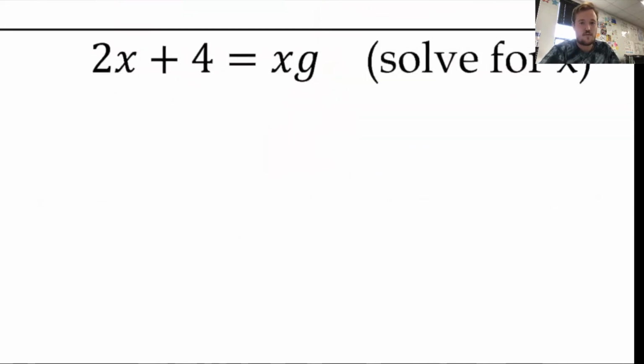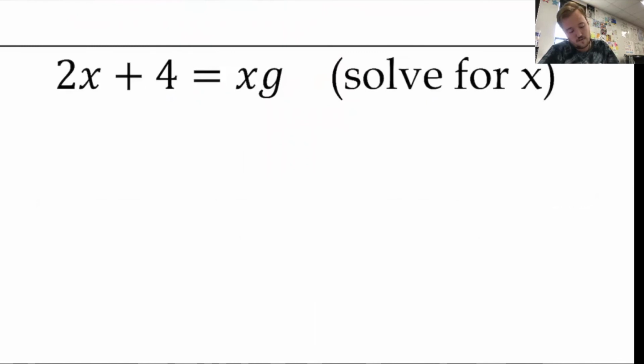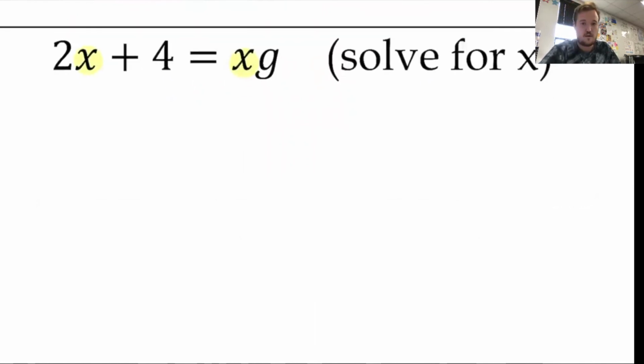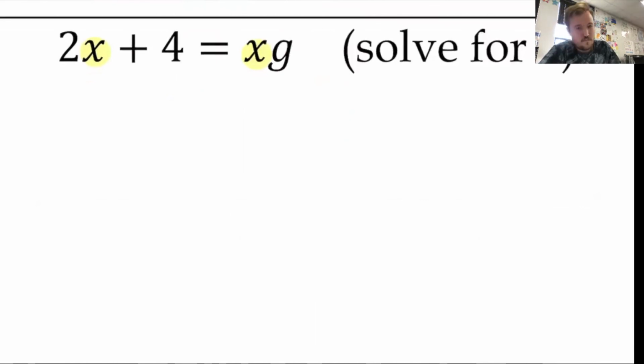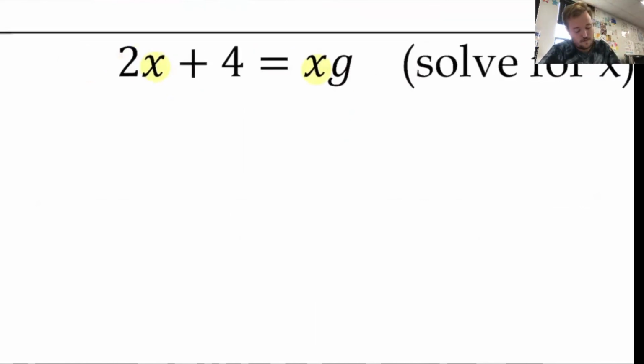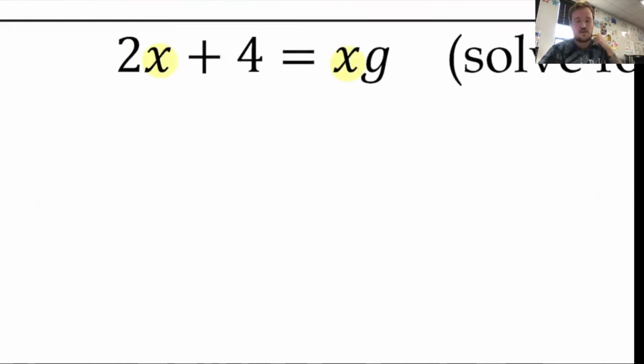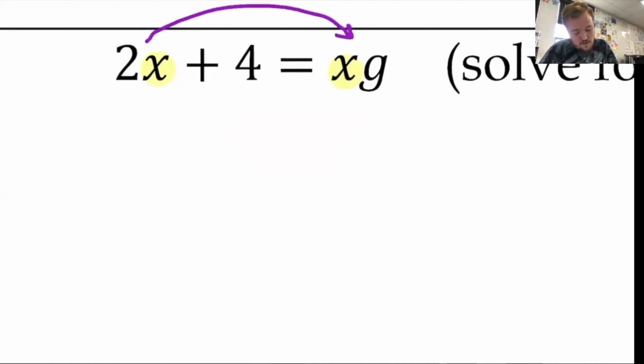All right, next problem. So now we are looking for x. So I would actually pause here, try this one on your own, a minute or two, or however long you need. Okay, so in this case, now we're going to solve for x. So once again, you want to get the indicated variable on one side. So if I move the 2x over here, then all the x's would be on the same side. But if I move the xg over here, I would still have this 4 that's kind of in the way. So that's not a good move.